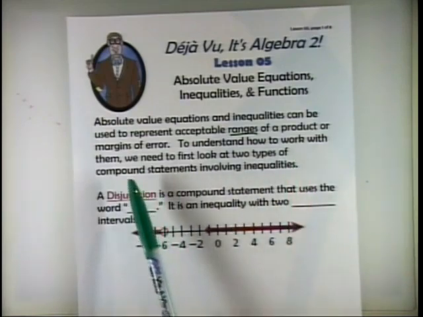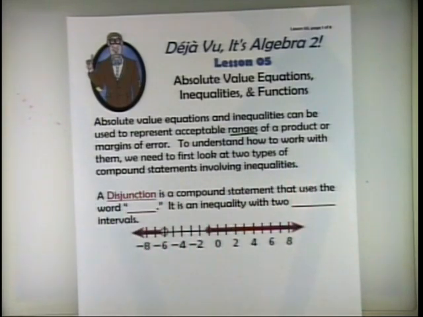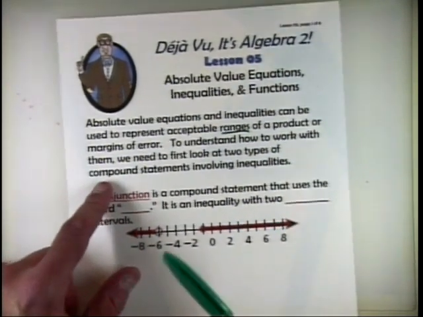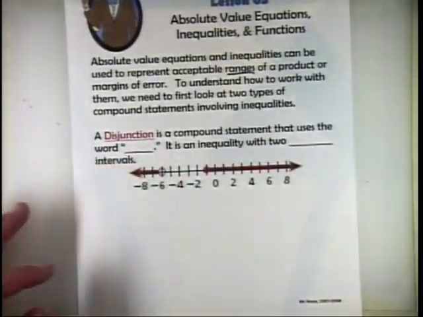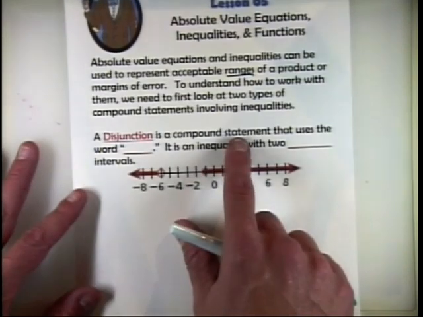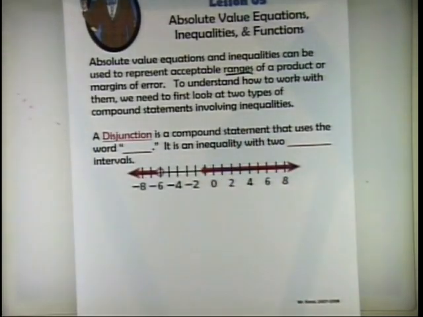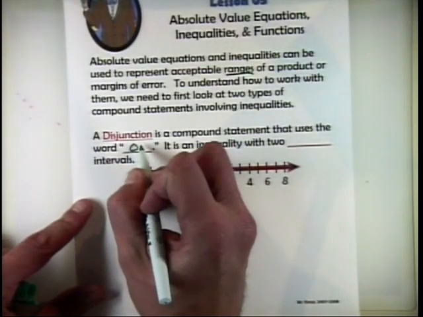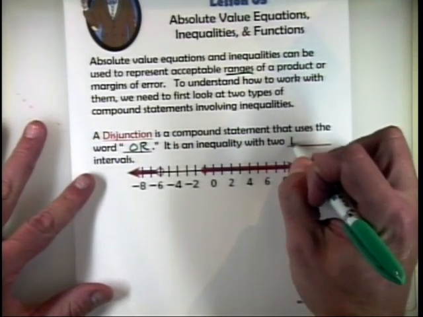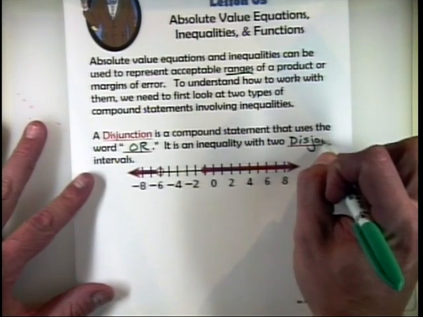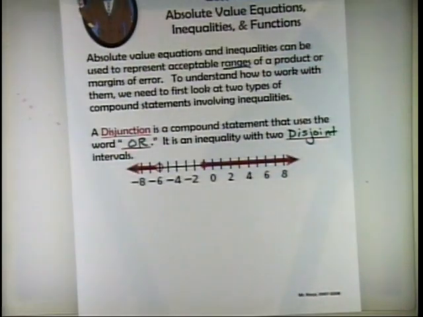Now, to understand how to work with them, we first need to look at two types of compound statements that involve inequalities. The first one is called a disjunction. Now, a disjunction is a compound statement that uses the word or. Disjunction uses the word or, and it's an inequality with two disjoint or unconnected intervals.